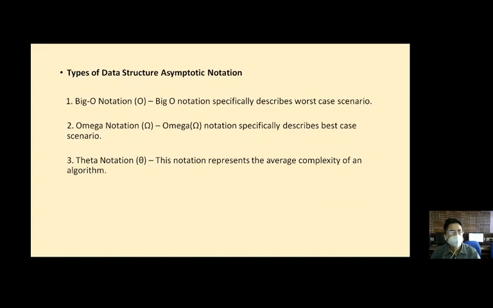The different notations for these are, first, the big O notation. The big O notation specifically describes the worst case scenario. The big O notation is the maximum limit within which the algorithm will give you the result, or the maximum amount of time or space that the algorithm would take.